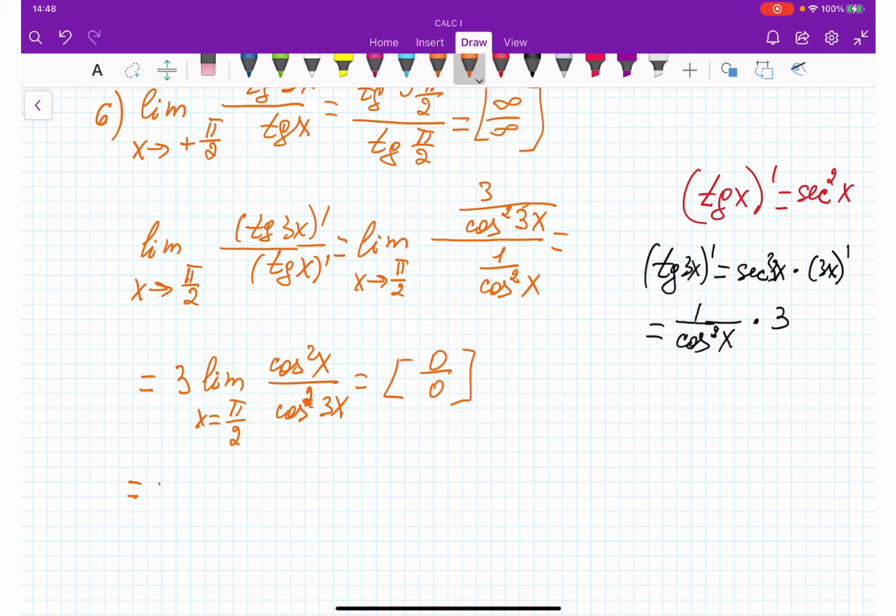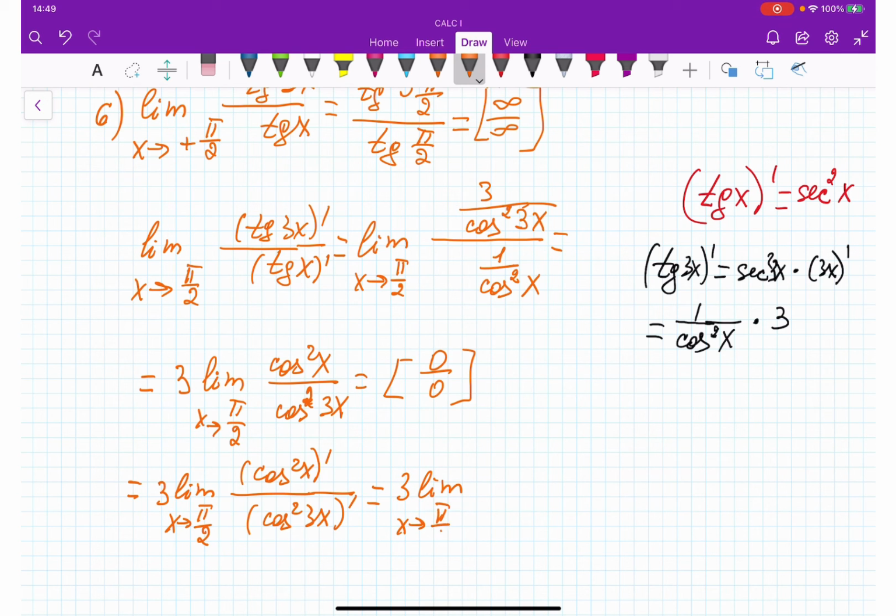It's going to be 3 times the limit, oops, x approaches half pi. Okay, and the derivative of cosine squared x over cosine squared 3x, that is equal to 3 times the limit as x approaches half pi, and we get 2 cosine x.